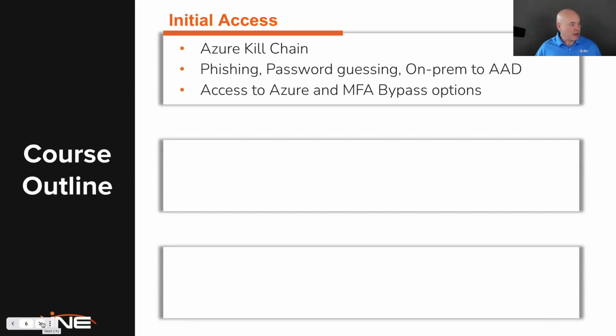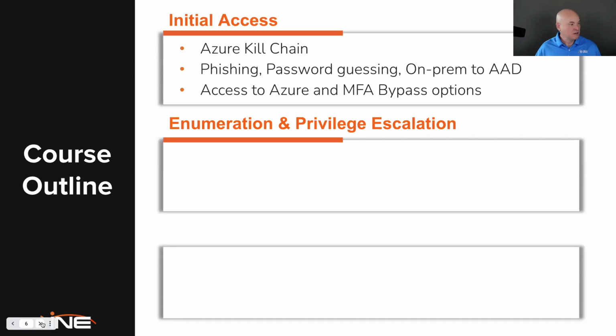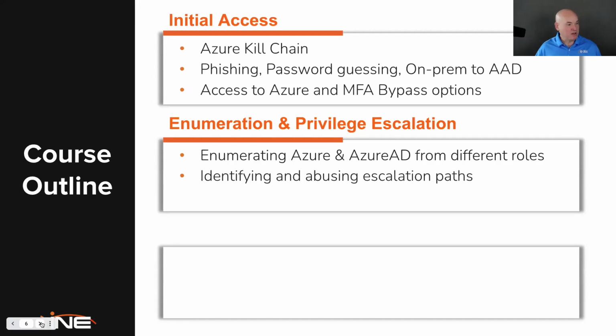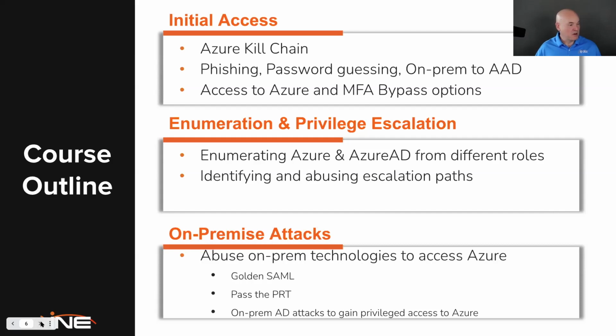So this is the initial access piece that we just covered there. Enumeration and privilege escalation. This covers enumerating Azure and Azure AD from different roles, identifying and abusing escalation paths, on-prem attacks. So this is abusing on-prem technologies to access Azure, golden SAML, pass the PRT, and on-prem AD attacks to gain privileged access to Azure. So that's kind of the outline of this course.